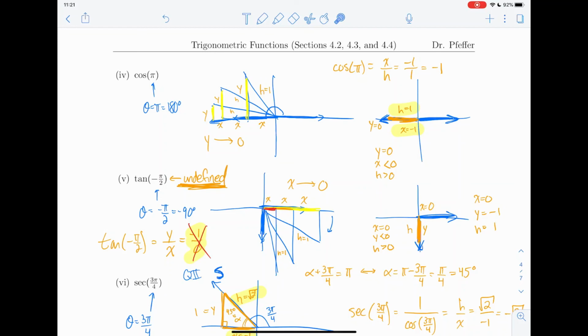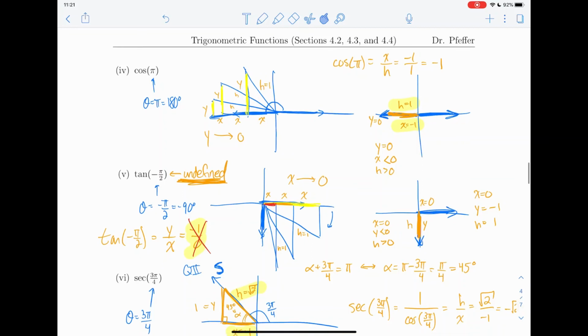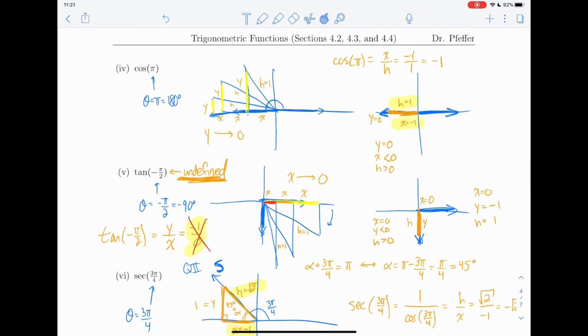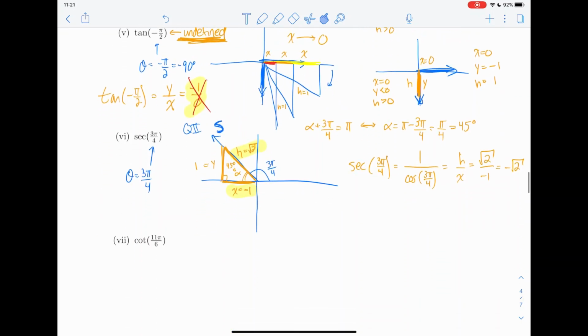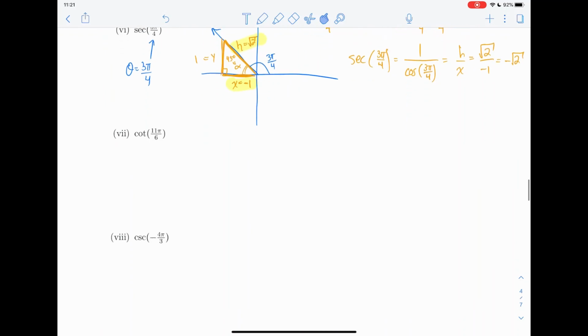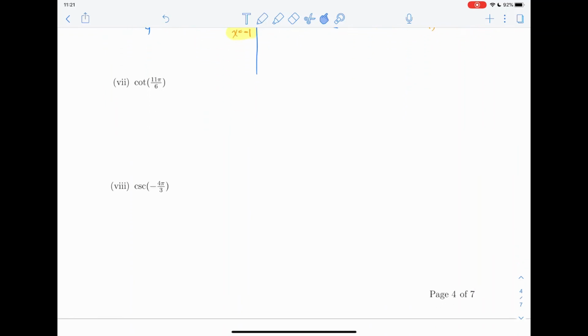So hopefully this is making a little bit more sense as we do more examples. Now, we've taken a look at some degenerate triangles, we looked at some undefinedness, and we did one involving a secant. What we have here are two examples involving a cotangent and a cosecant. Let's take a look at those and see what they are going to be equal to.